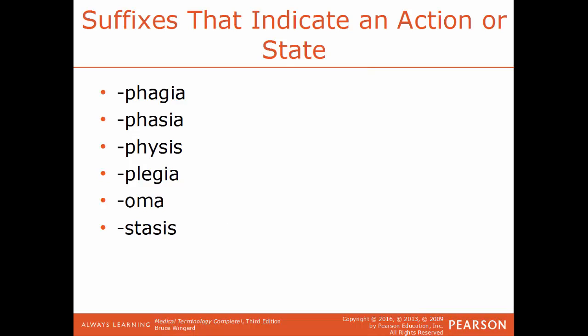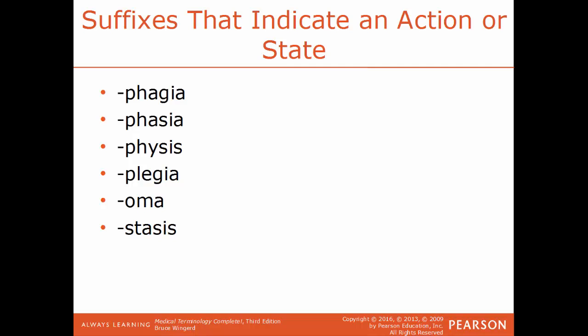See, the next two are very easy to mispronounce either way and get them completely wrong. The first one, phagia, is a reference to swallowing or eating. And the second one, phasia, where the s sounds more like a z, is a reference to speech. The physis is a reference to growing. The plasia is a reference to growth.